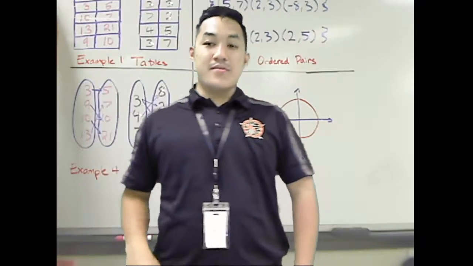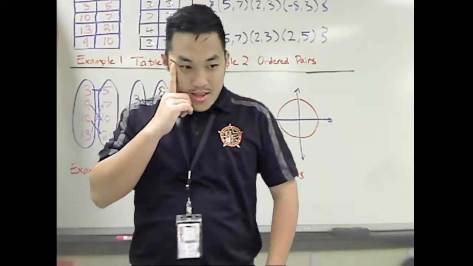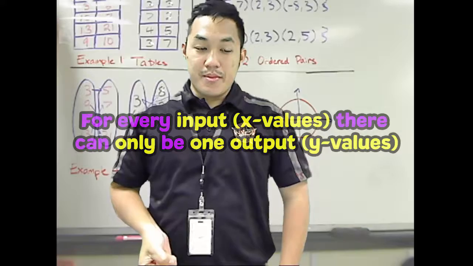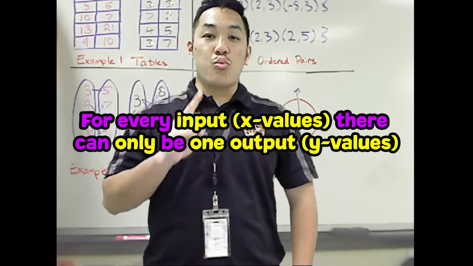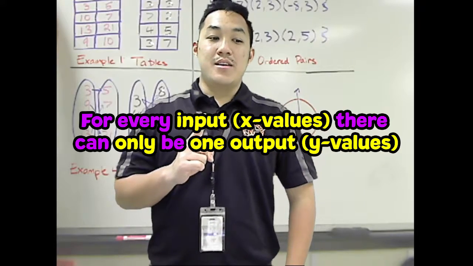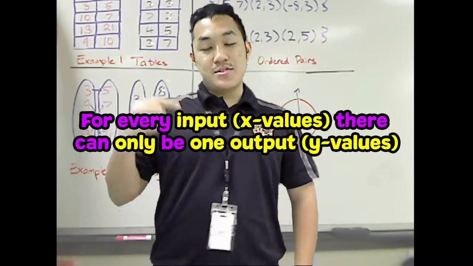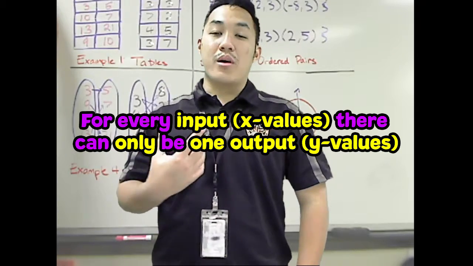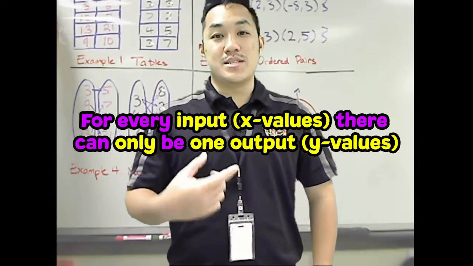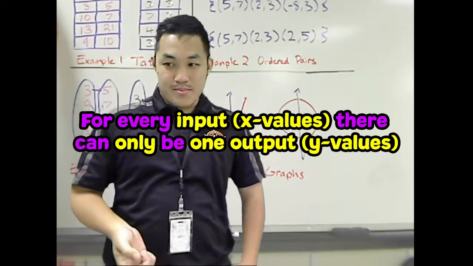The formal definition is: for every input, there is exactly one output. Every input usually means your x values. If you input an x value, you can only have one output, which is the y value. Here's an example that I like to use.